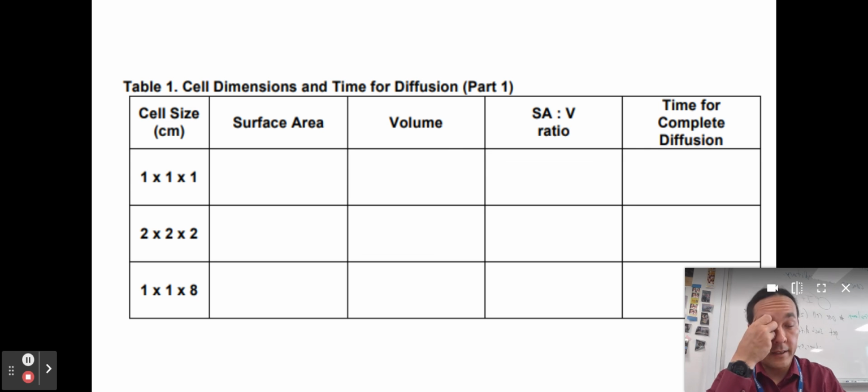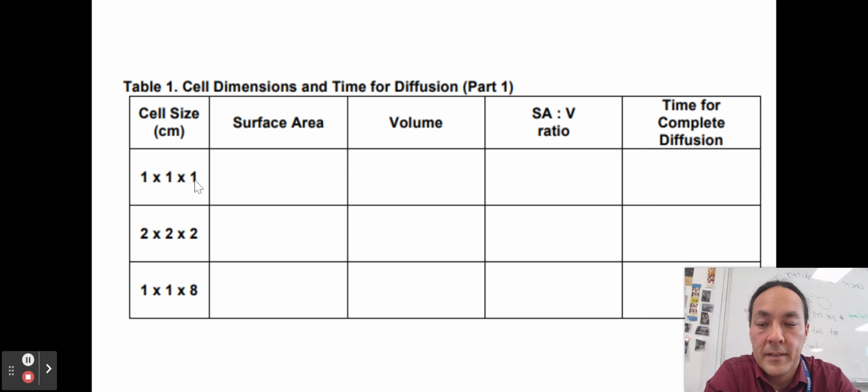So using your formula sheet, see if you can calculate the surface area and volume of this cube, the 1 by 1 by 1 cube, the 2 by 2 by 2 cube, and then this rectangle that's 1 by 1 by 8. See what you can do using your formula sheet.